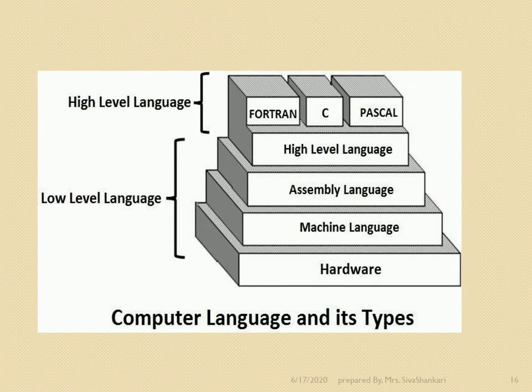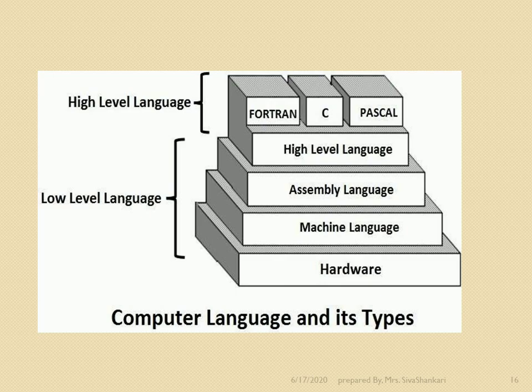So this is a simple diagram to make you understand easily. The low-level language can be used only for hardware, and includes machine-level language and assembly-level language. For high-level language, Fortran, C, Pascal, Java, C++, BASIC, COBOL are examples, and it is basically used by the user, that is the human being. So this is a simple overview of low-level language and high-level language.